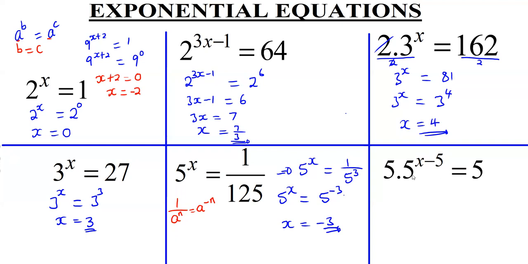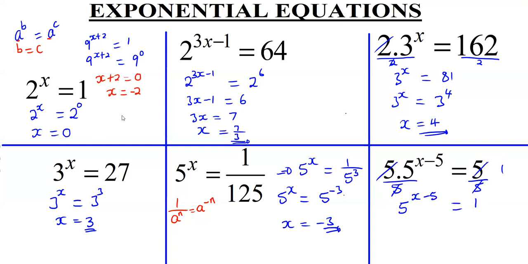Okay. Again here, we can see the same thing. There's a similarity here. What are we going to do first? We divide by 5 first. So we put 5. So here we cancel, which will give us 1 here. So it's going to be 5 to the power x minus 5 giving us 1.